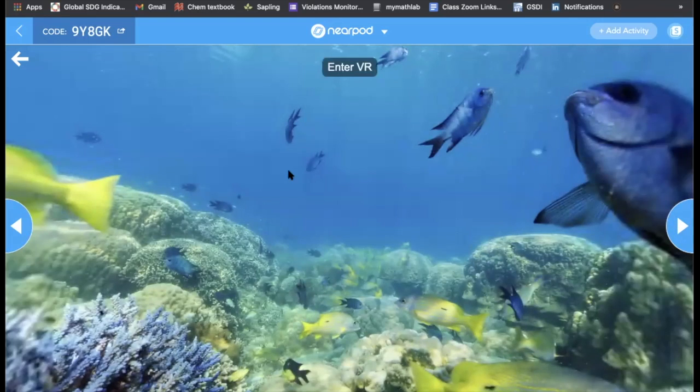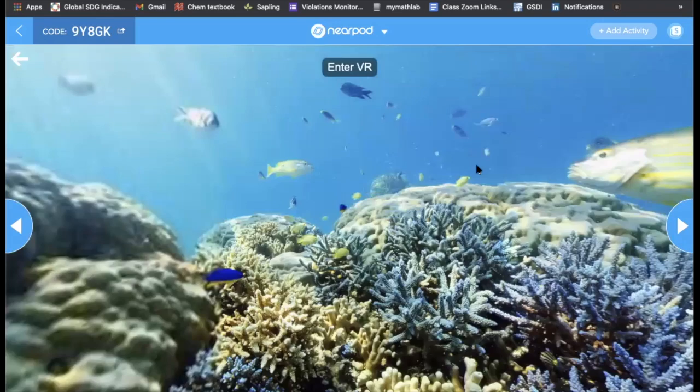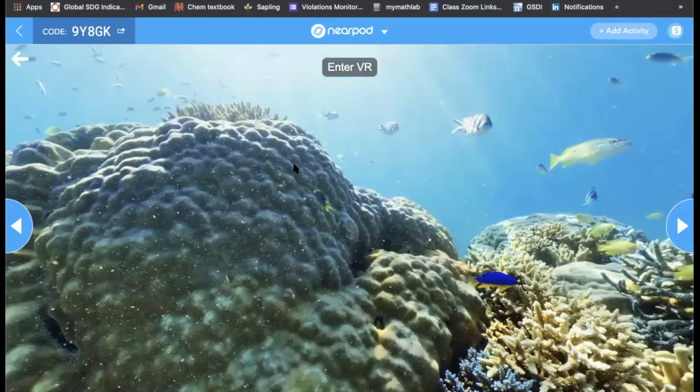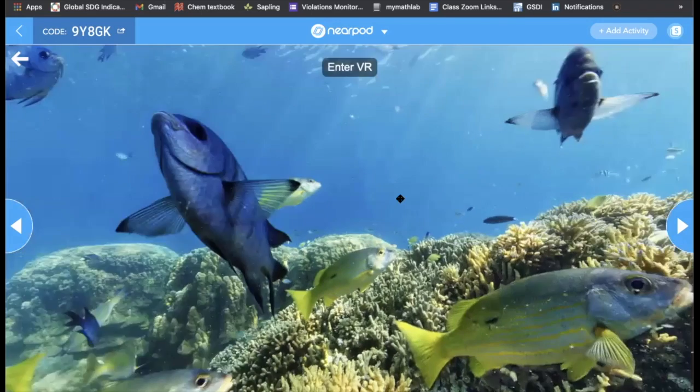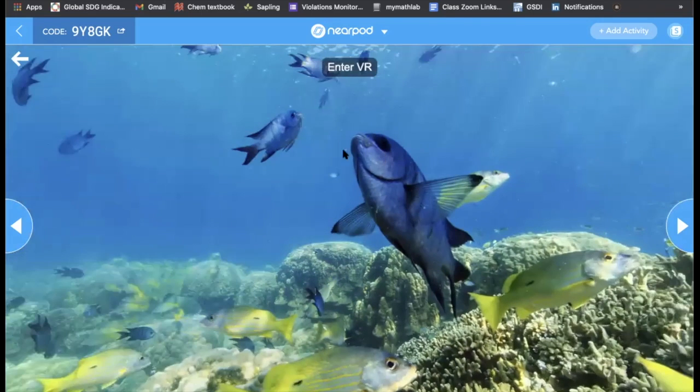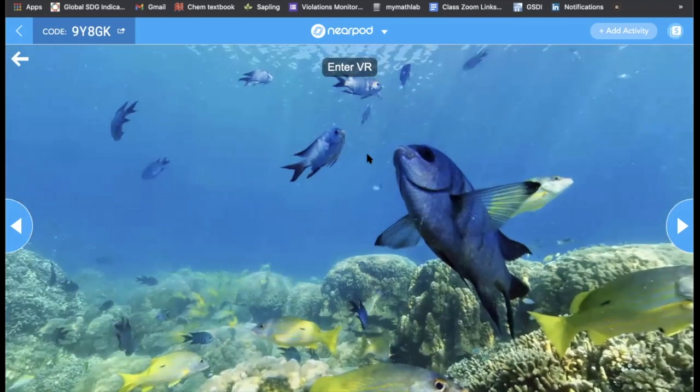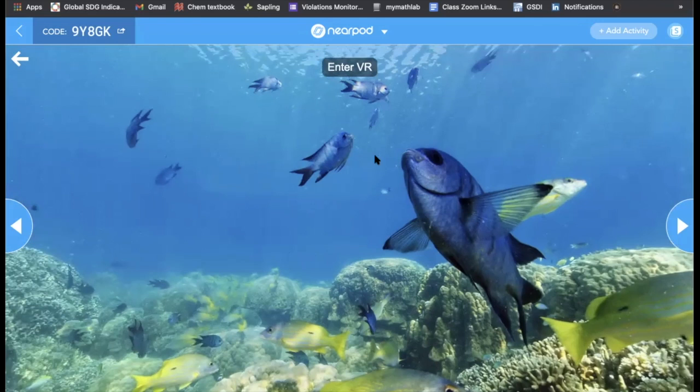So to practice, here you can drag your Nearpod screen around, and I want you to just look around, look at the fish, look at the coral, and make some quantitative and qualitative observations. So can you tell me one quantitative observation that you see on my screen? Six big fish of the blue. Yes, very good. And you added that they were blue, and that's a qualitative observation. So that was like two in one.